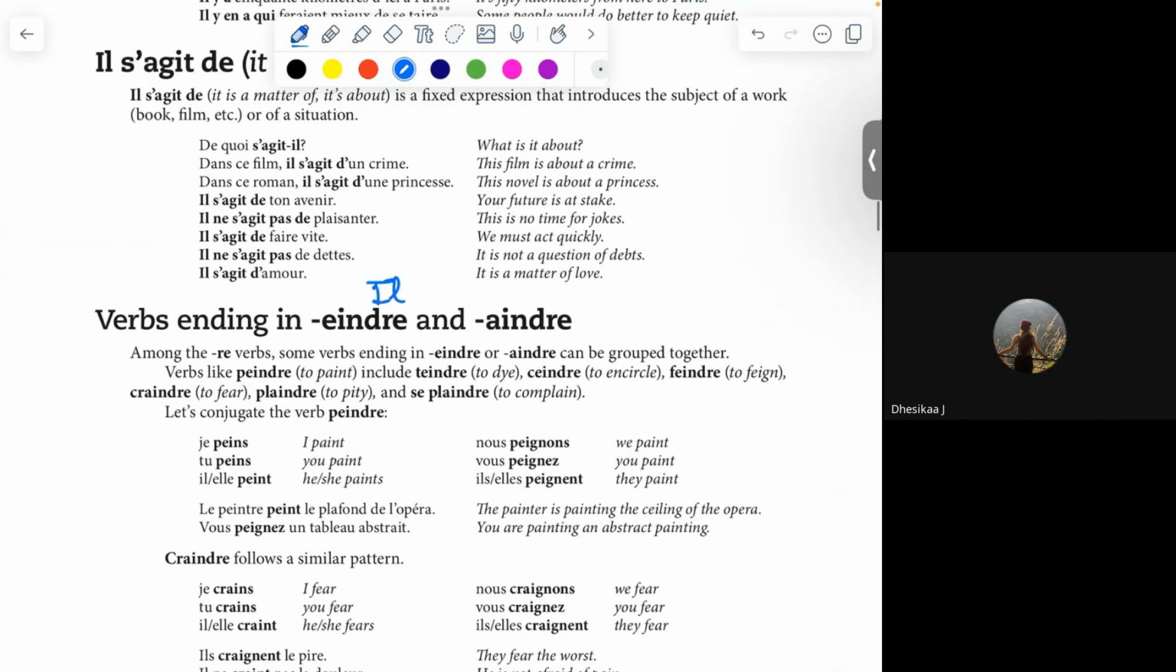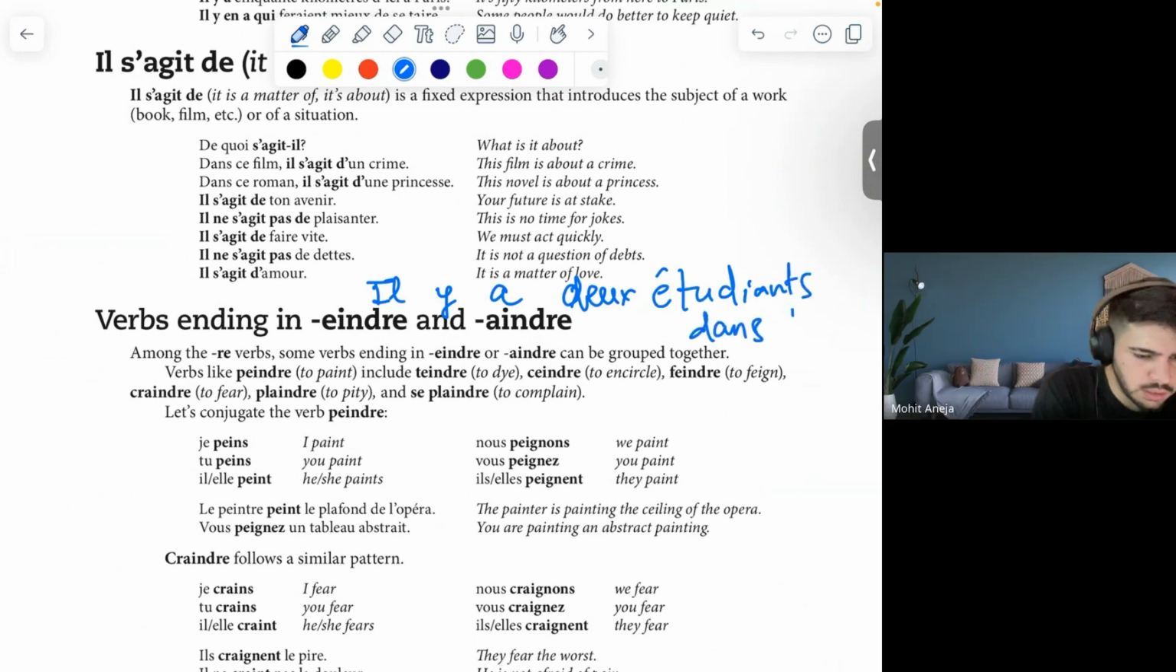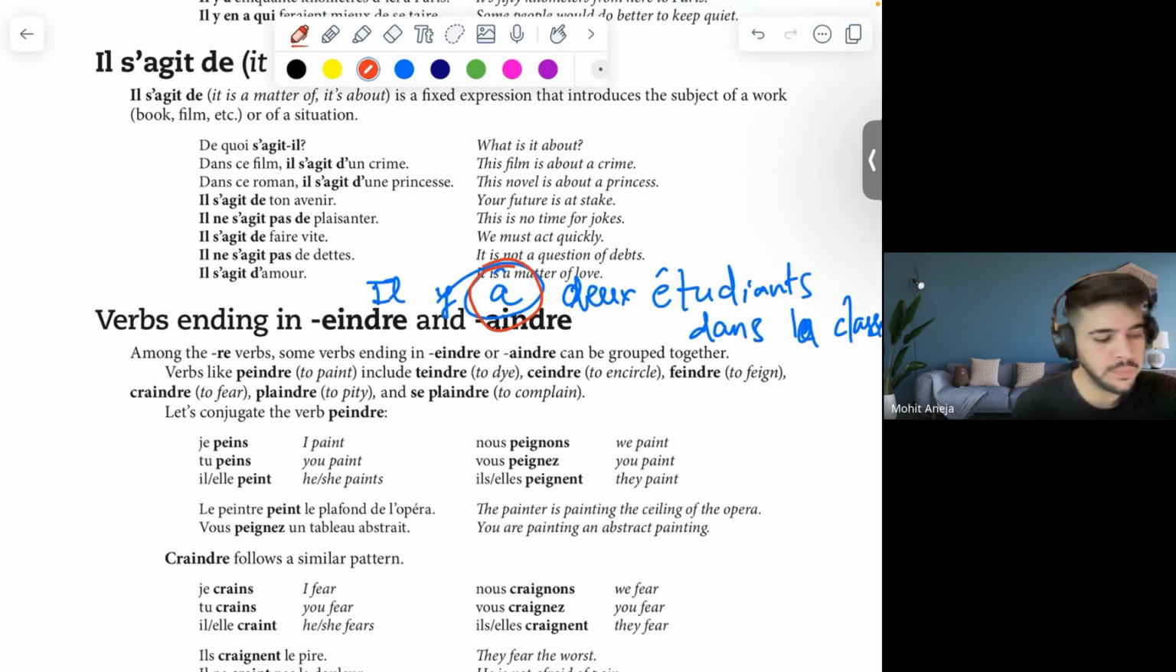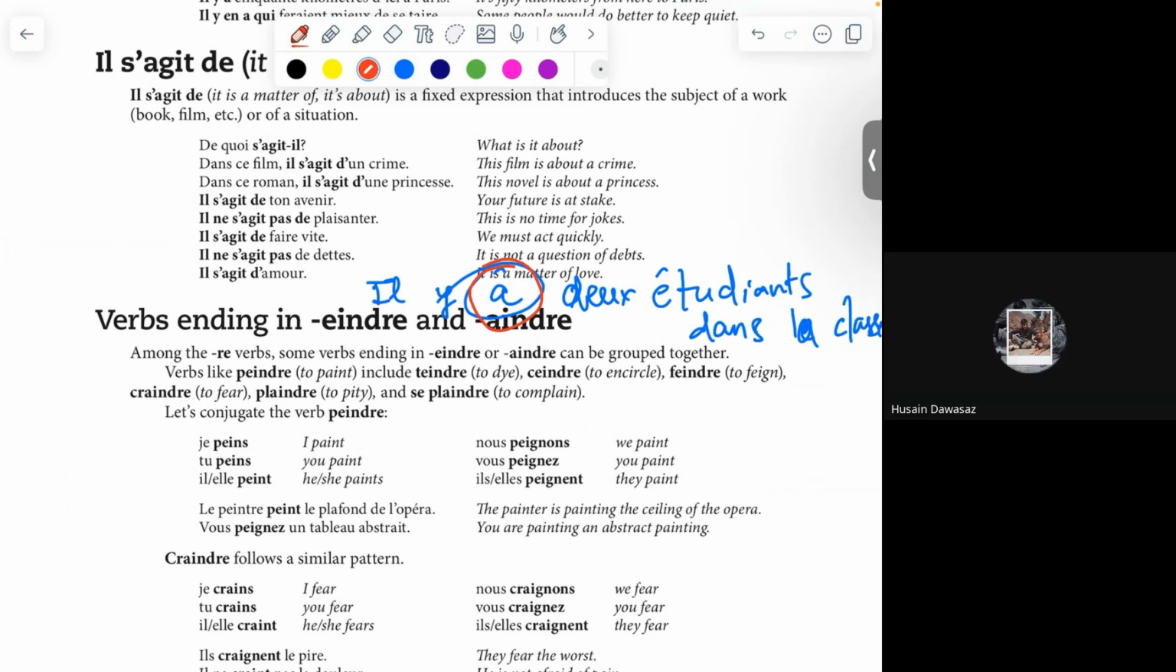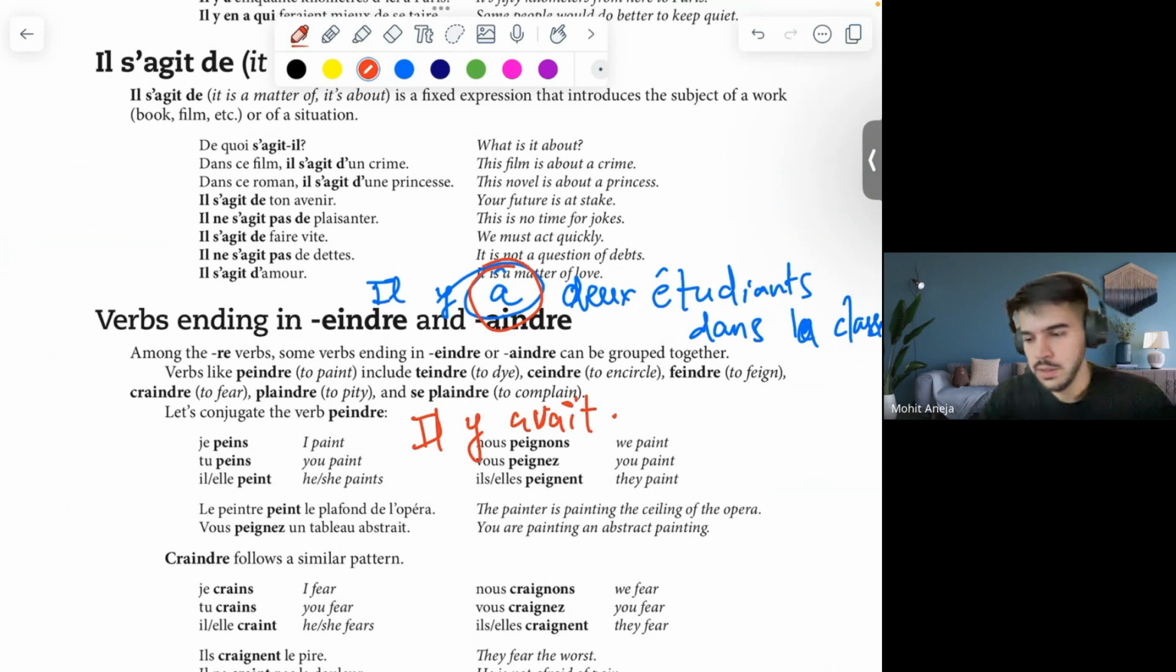Il y a deux étudiants dans la classe. ठीक है, la classe. यहाँ पे I actually wanted to say there were 2 students in my class, so I won't write il y a. Who can correct me? Il y avait. Yes, il y avait, ठीक है, not est.